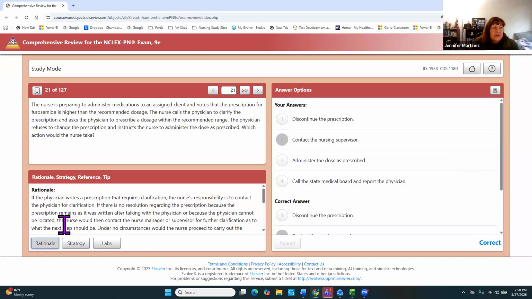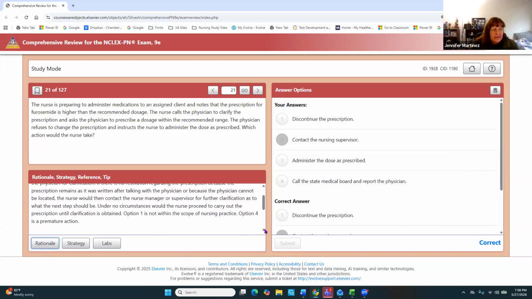Absolutely, yes. So if the physician writes a prescription that requires clarification, the nurse's responsibility is to contact the physician for clarification. So that was absolutely correct, right? If there's no resolution regarding the prescription because the prescription remains as it was written after talking with the physician, or because the physician cannot be located, the nurse would then contact the nurse manager or supervisor for further clarification as to what the next steps should be. Under no circumstances would the nurse proceed to carry out the prescription until clarification is obtained.